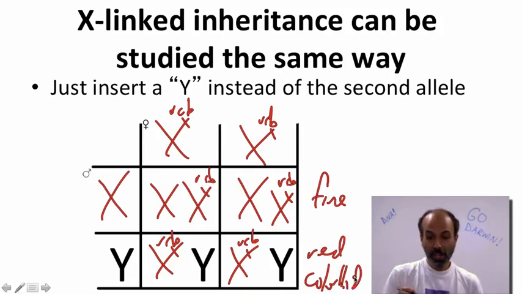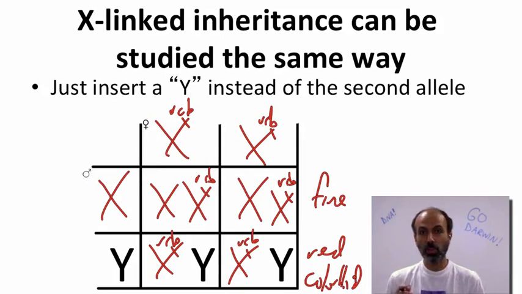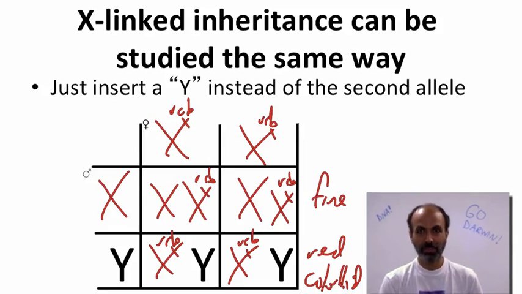So we see a different pattern of inheritance in this case, depending on whether you're looking at the daughters or the sons, and depending on who is the mom and who is the dad. So this illustrates some principles of X-linking. Now let's look a little bit more broadly in the genome. Now everything we've focused on so far has been looking at single genes in isolation.